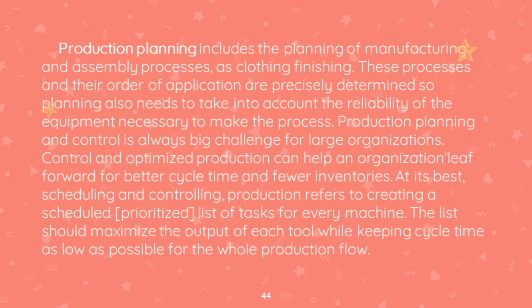At its best, scheduling and controlling production refers to creating a scheduled or prioritized list of tasks for every machine. The list should maximize the output of each tool while keeping cycle time as low as possible for the whole production flow.